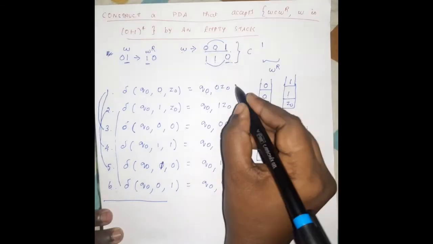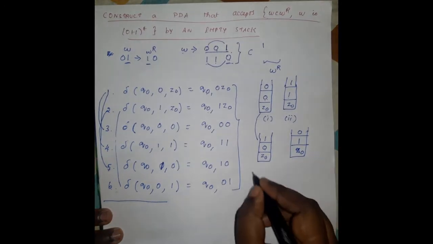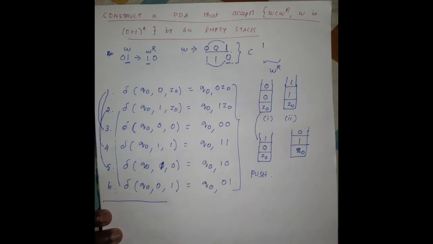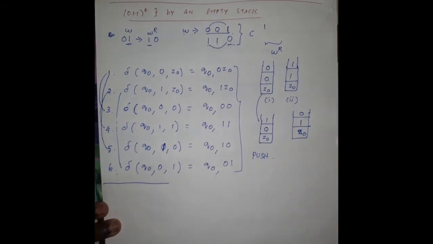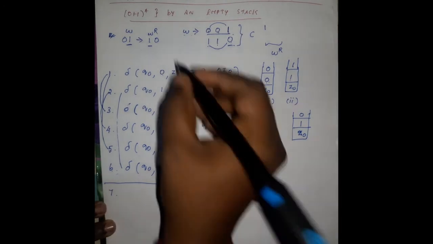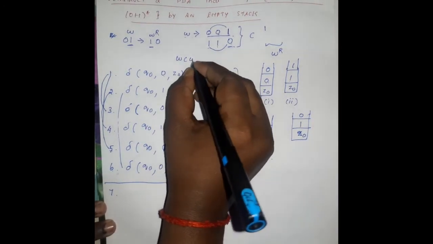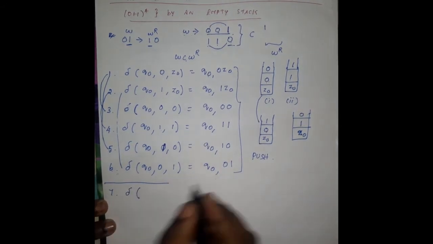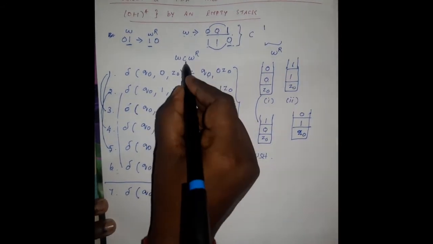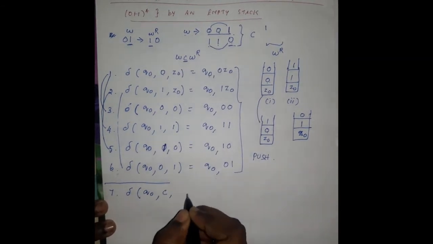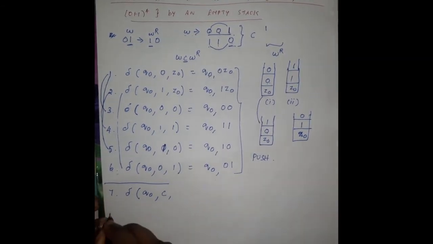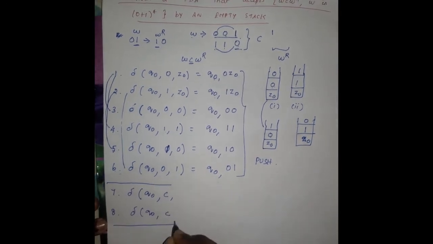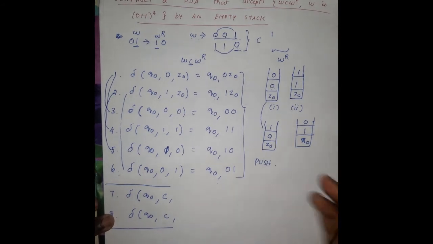These functions are performed for the push operation, right? Because all moves stay in the same state itself. Now we can perform the operation for the separator symbol, because the language is W C W power R. So delta of the current state Q naught, the current input symbol is C, and we have to check the top of the stack symbol. Here also the separator symbol has two possible cases.